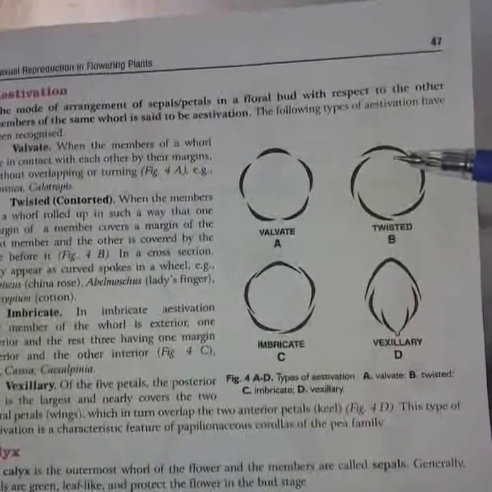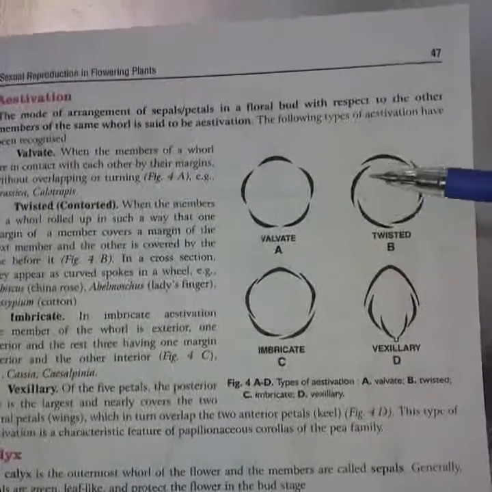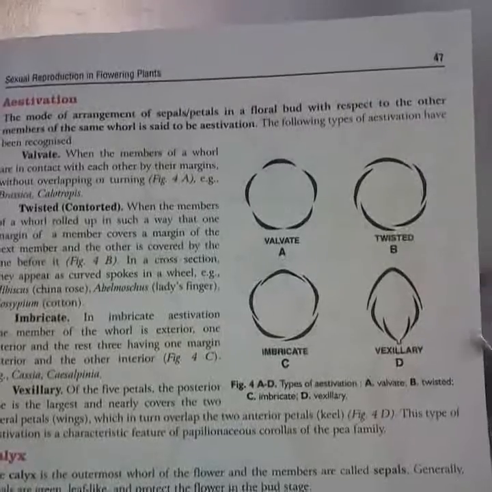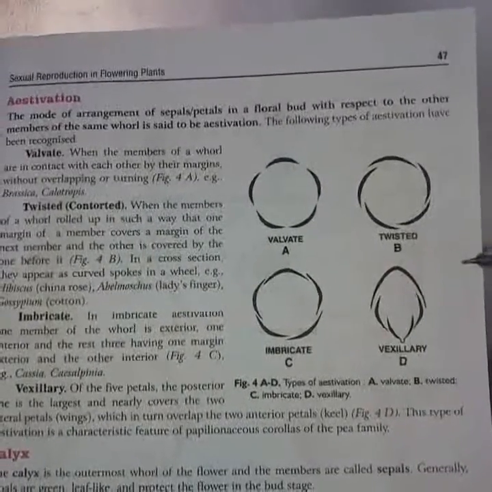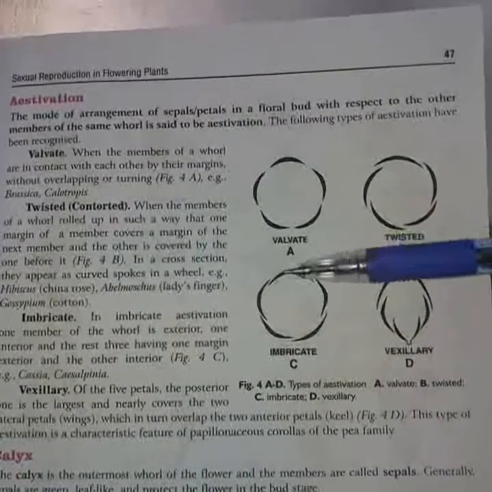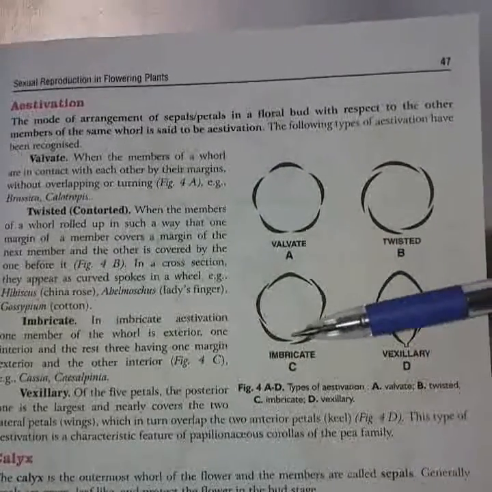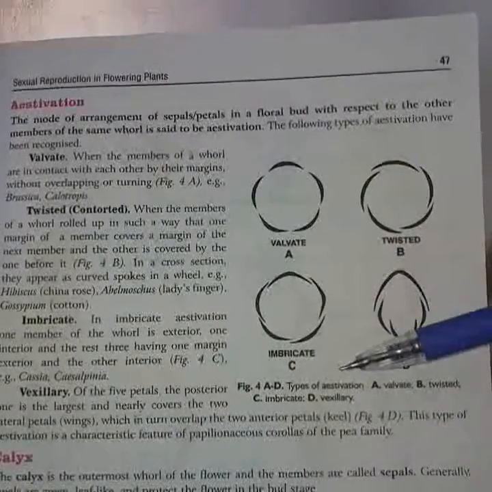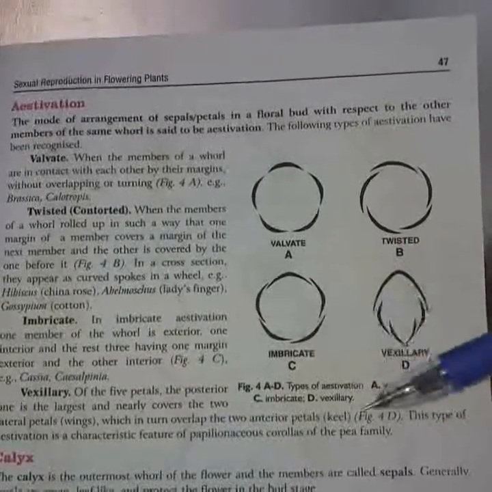All sepals or petals cover one side and the other side is free. This type of aestivation is called twisted. Next is imbricate. One margin is totally covered, another margin is totally outer, and all three margins overlap each other.